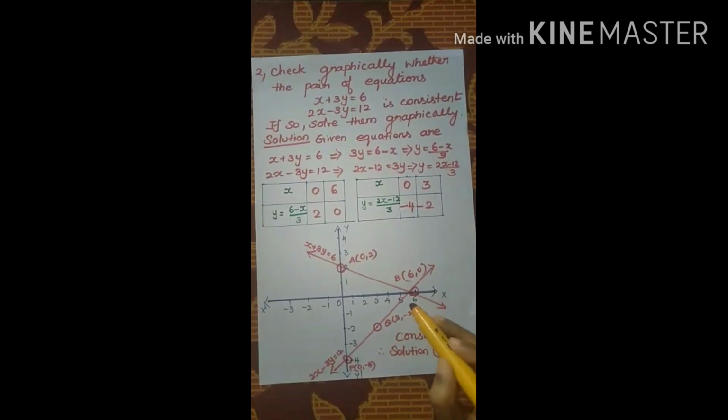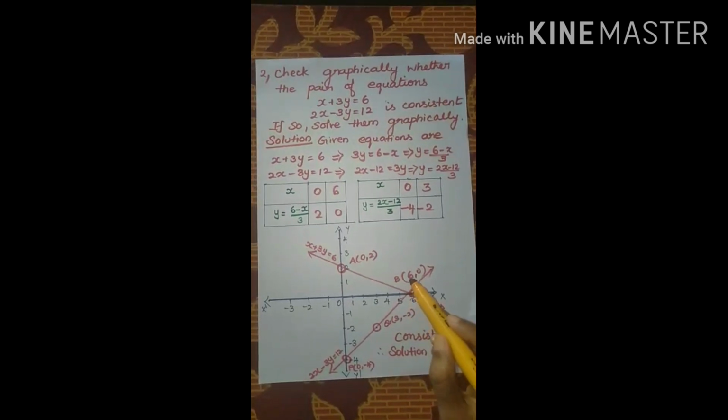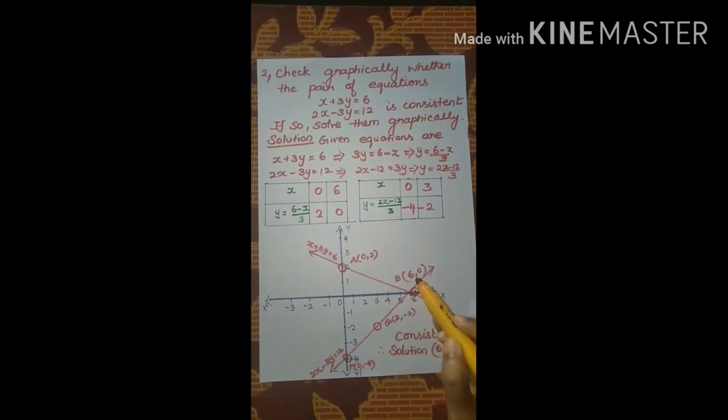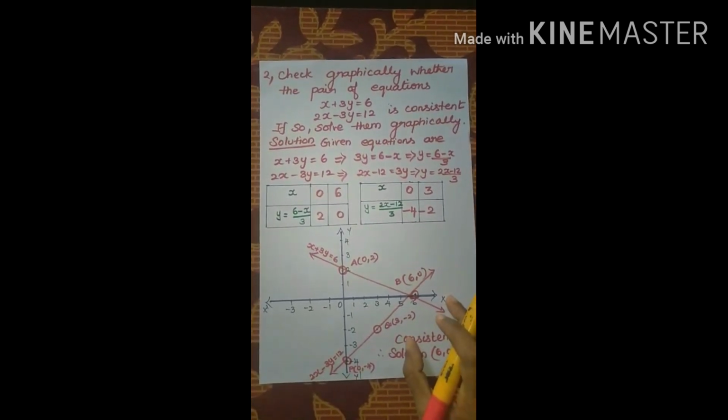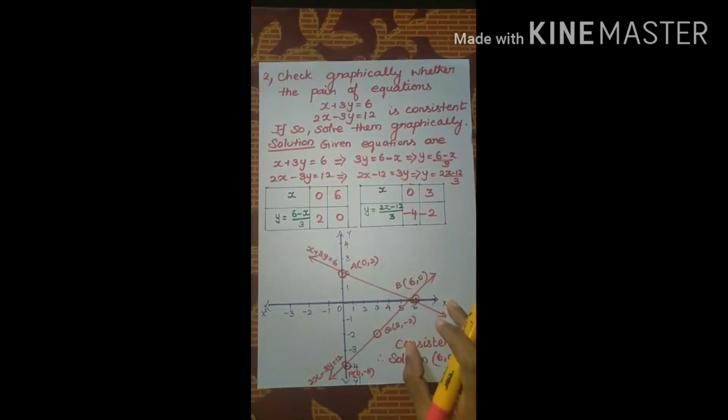These two straight lines meet at one point. The point is 6 comma 0. This is the intersecting point. So the solution is 6 comma 0. Therefore the given pair of linear equations is consistent. That's all.